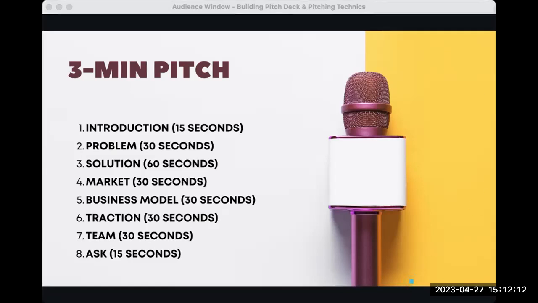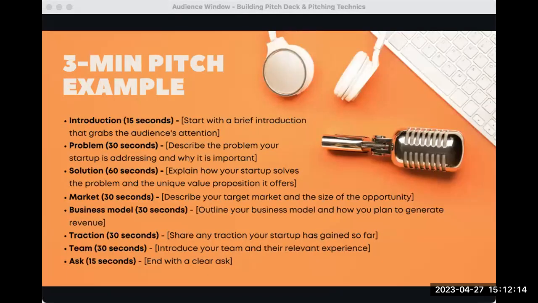Okay, so let's talk about an example, right? Because structure is nice, but how can we pitch in 3 minutes? So I will do an example pitch.